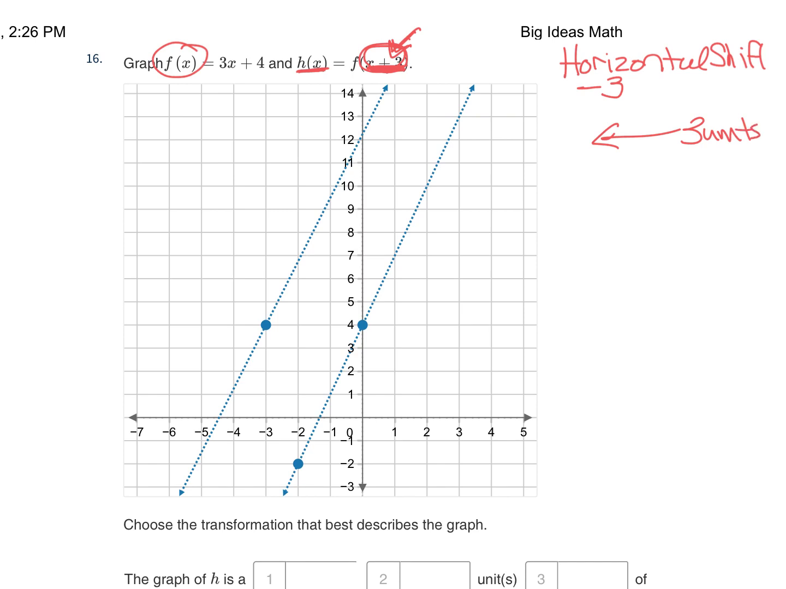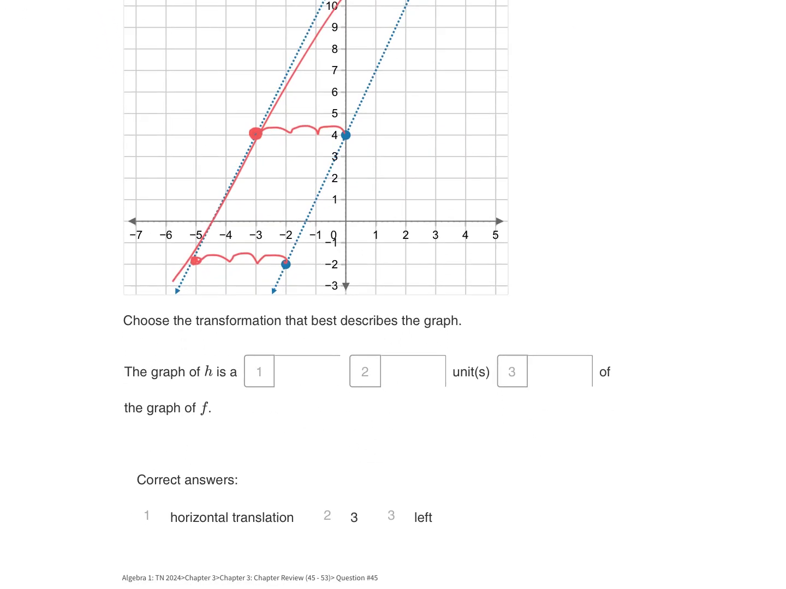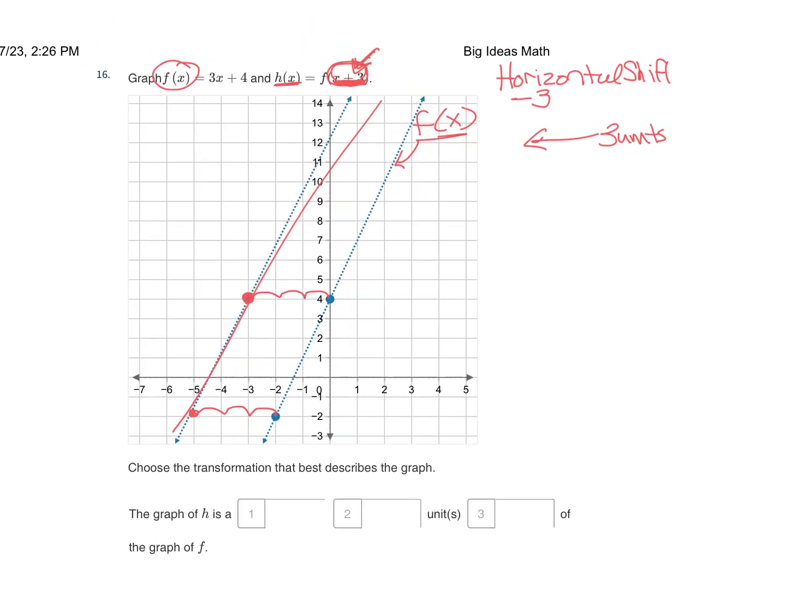So here's what this function is, this line. Your original function is that line. And then we just shift it 1, 2, 3 to the left, and we can make a dot there. And we can take this point and shift it 3 to the left, and then just do our graph.